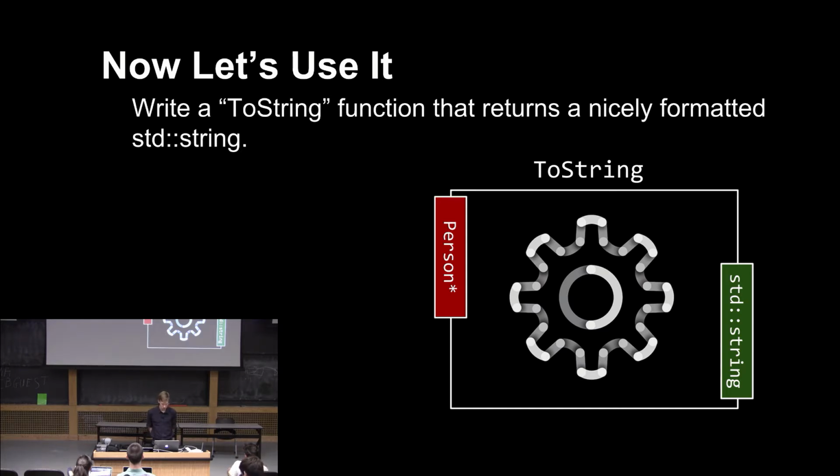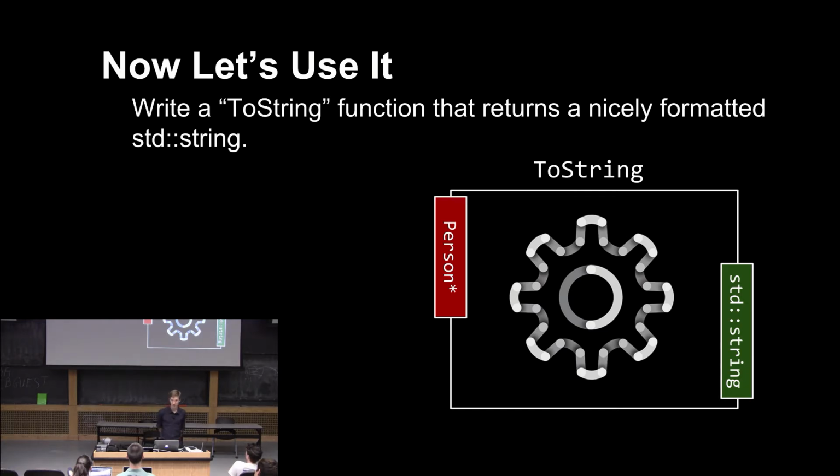So a function has a bunch of inputs. Right now it's only got one input, a pointer to a person. And then in C++ it always has an output. The output can be void, but it always has an output. So this green box is your output. This function is going to spit out an std string, and it's going to take in a pointer to a person. How does everyone feel with that one? Good?